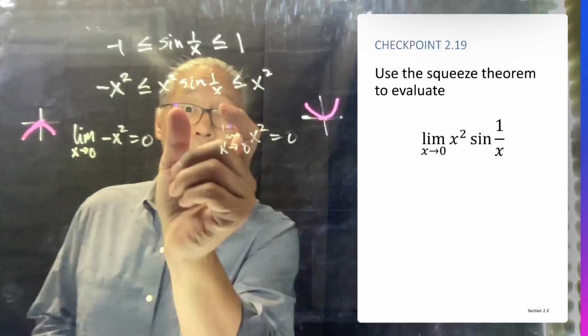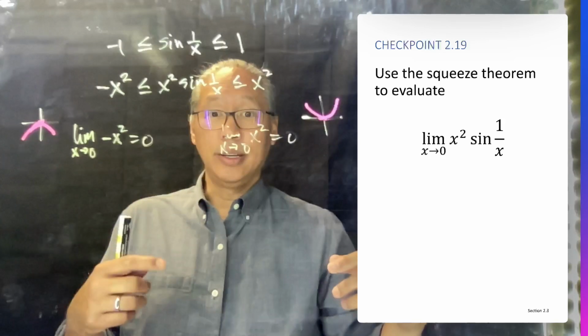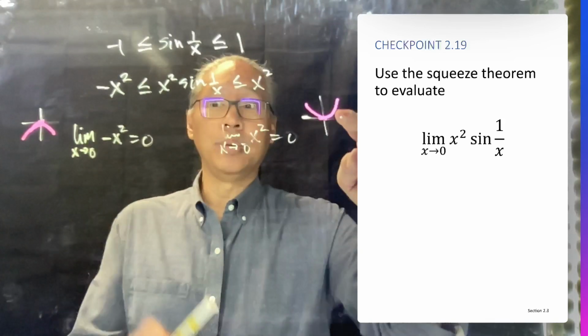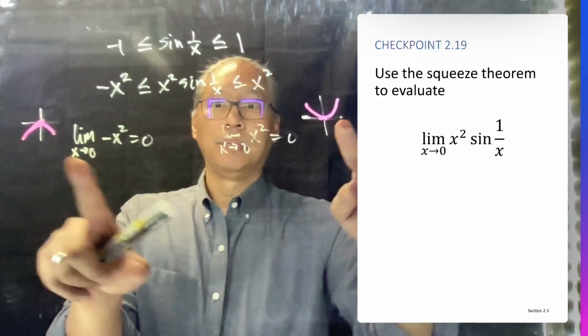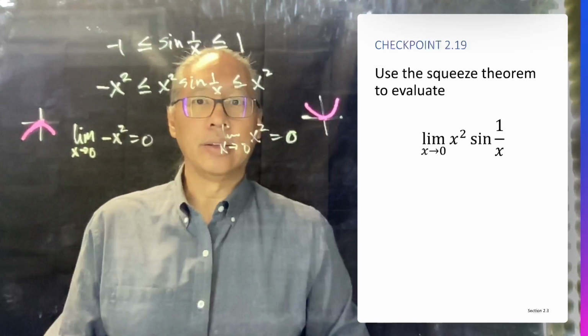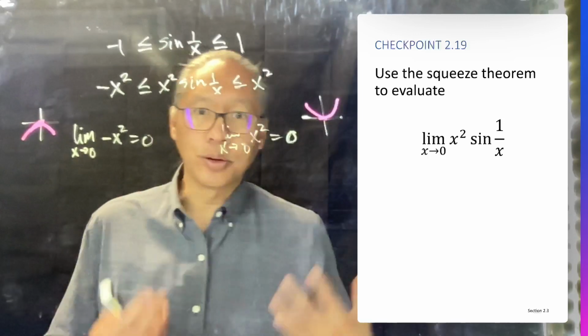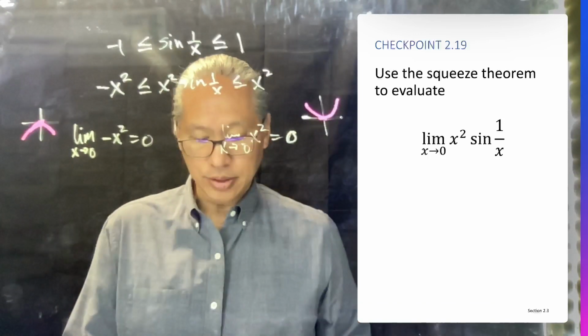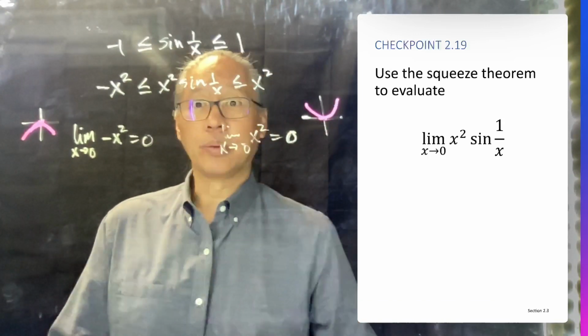So whatever is happening here has to be essentially squeezed between these two functions. And since they're both going to 0, then this function in the middle has no choice but to go to 0 because it's all in between. So that's what we can conclude.